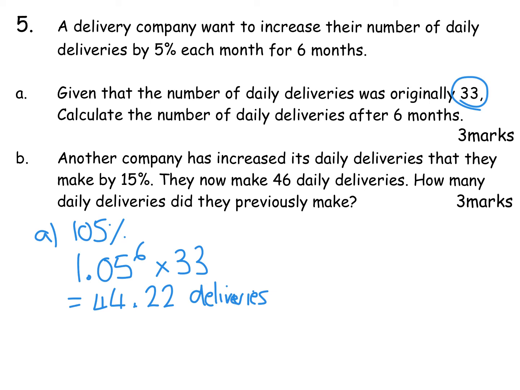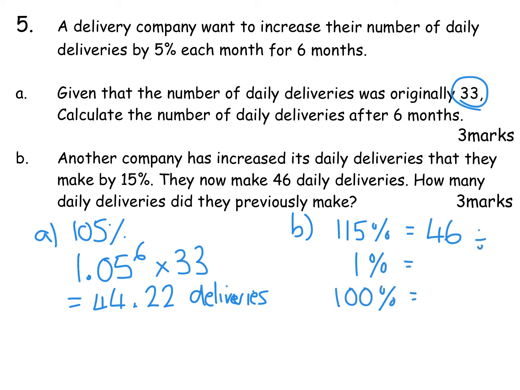So that's part A. Part B, it says another company has increased its daily deliveries by 15% and they now make 46. What did they previously make? So that's your reverse percentages one. So if they've increased it by 15%, that is the equivalent of 115%. So their 46 deliveries are 115%. Our goal is to work out 1% and then 100%. So it's here kind of ratio one. So we're going to divide that by 115 and then we're going to times our answer by 100. So 46 divided by 115 is 0.4. Times that by 100 is 40.